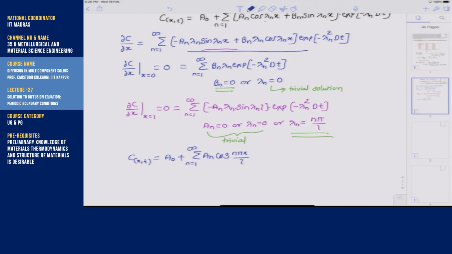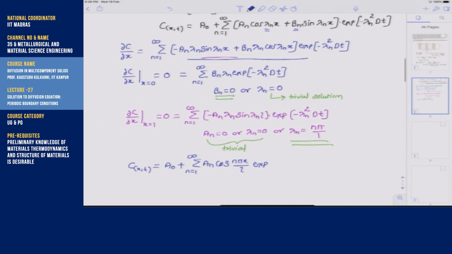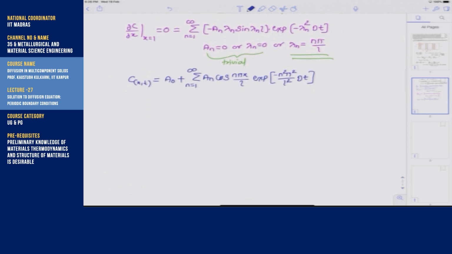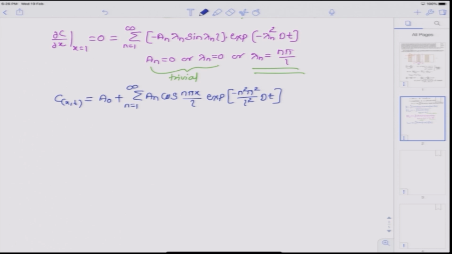We substitute for lambda n here, b n is 0, times exponential, substitute for lambda n square, minus n square pi square by L square dt. So, now we need to find out the values of a 0 and a n. In order to get the values of this, we will use the properties of integral of periodic functions, sin n pi x by L, cos n pi x by L, and their products. So, let us quickly refresh these properties.